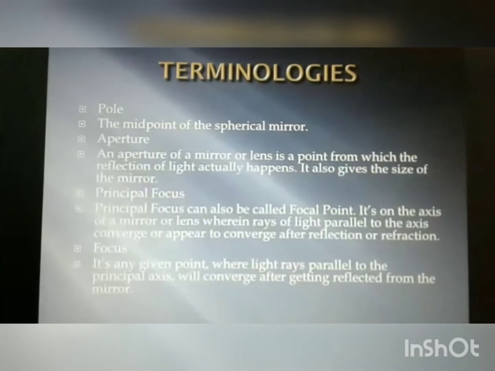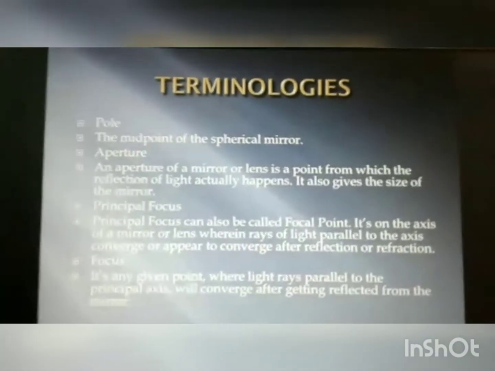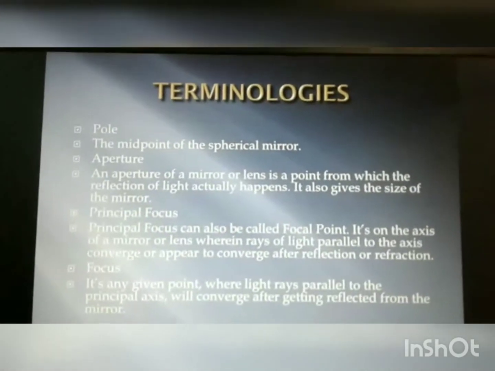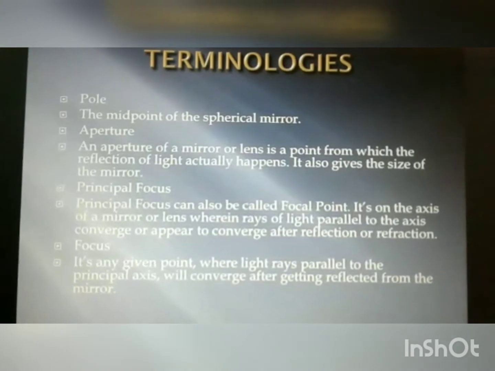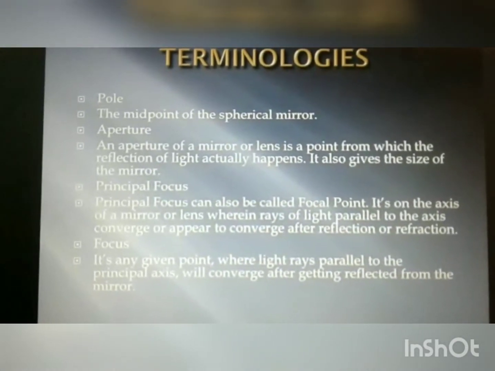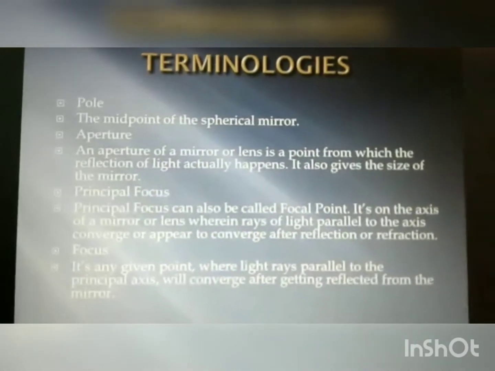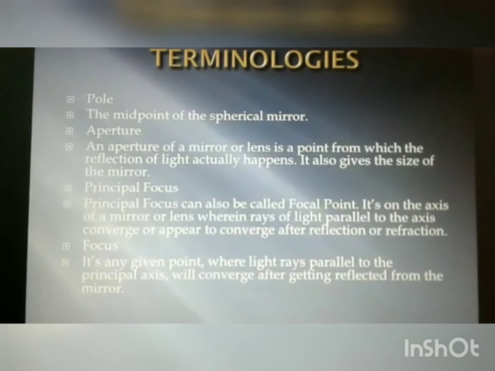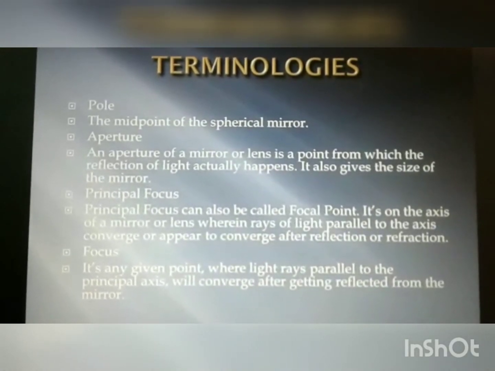Now next is principal focus. Principal focus can also be called focal point. It's the point on the axis of a mirror or lens where rays of light which are parallel to the axis converge or appear to converge after reflection or refraction, and it is called principal focus of the mirror.